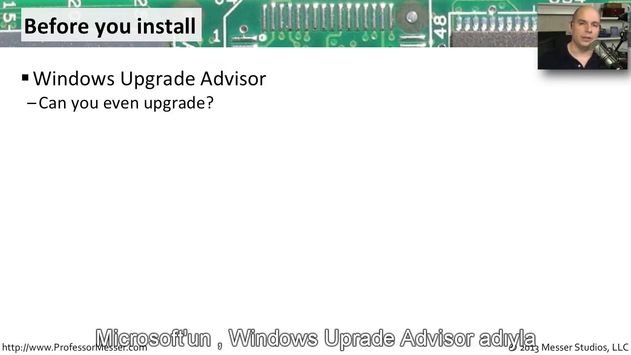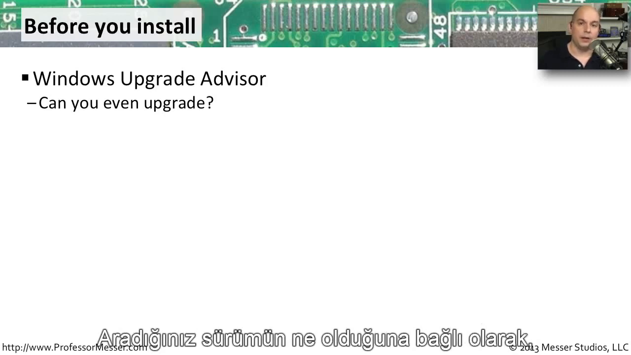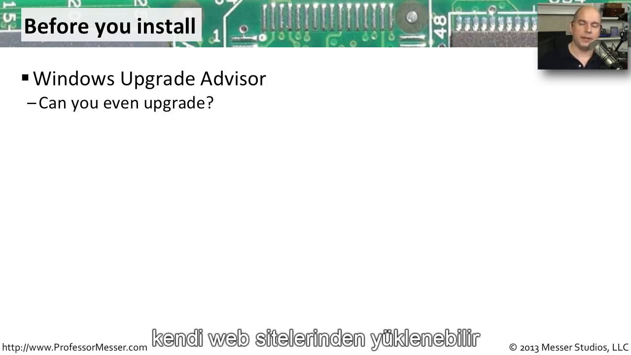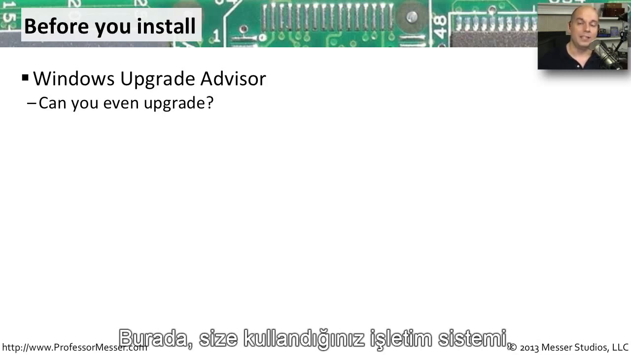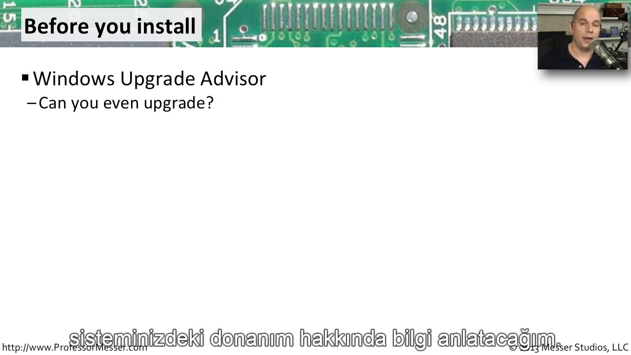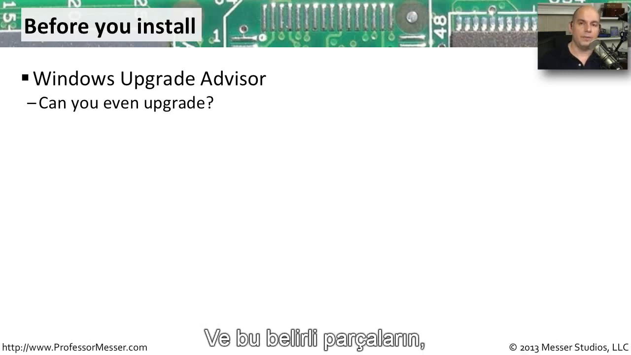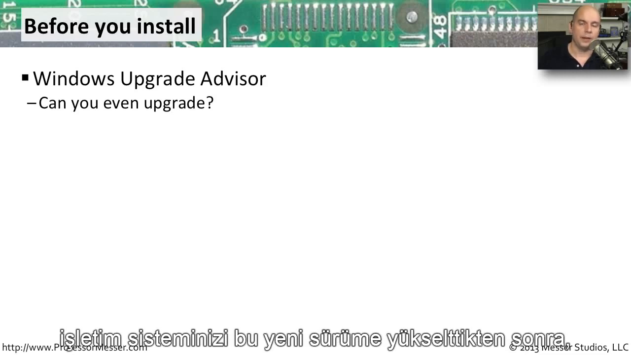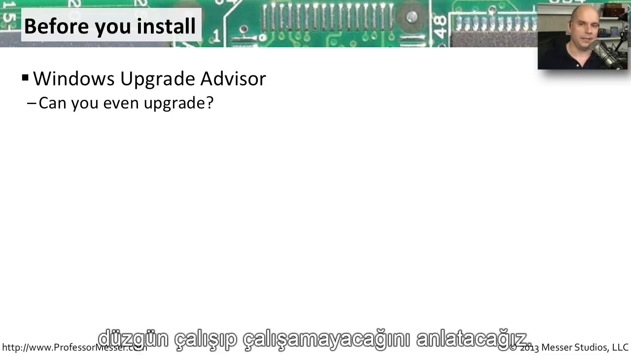Microsoft includes on their installation media the Windows Upgrade Advisor. They might also make a version available for download from their website, depending on what version you're looking for. This will tell you information about the operating system you're using, the applications you're using, and the hardware that you have in the system, and it will tell you if those particular pieces will be able to work properly once you've upgraded to this new version of the operating system.